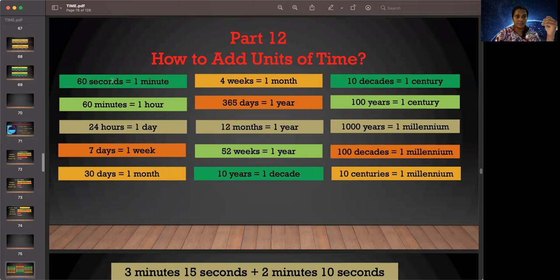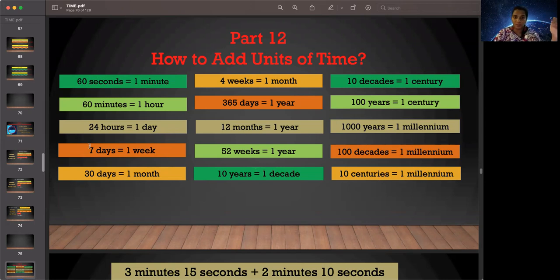For example, 60 seconds makes up 1 minute, 60 minutes makes up 1 hour, 24 hours makes up 1 day, 7 days make 1 week, 30 days makes 1 month, 4 weeks makes 1 month as well, 365 days makes a year, 12 months also makes a year, 52 weeks also makes a year, 10 years makes a decade, 10 decades makes a century, 100 years makes 1 century, 1,000 years makes 1 millennium, 100 decades is equal to 1 millennium, and 10 centuries is equivalent to 1 millennium.